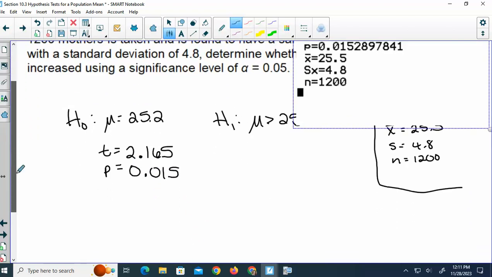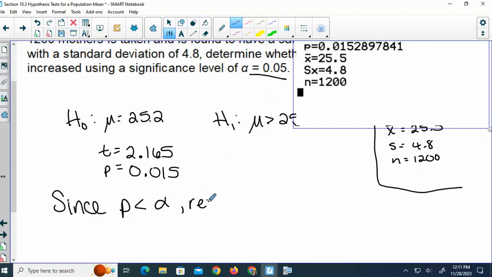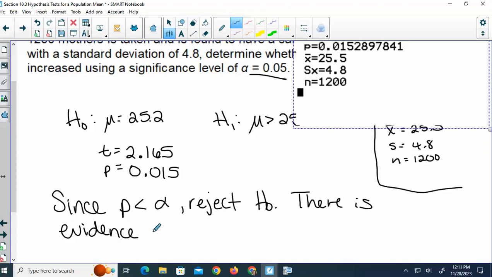So what's my conclusion? Since the P is less than alpha, which was 0.05, reject the null hypothesis. There is evidence to conclude the mean age has increased.